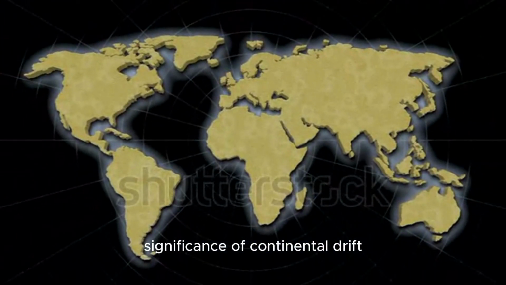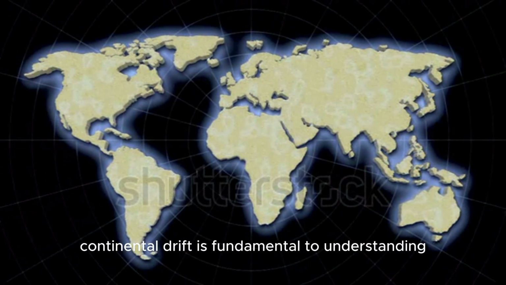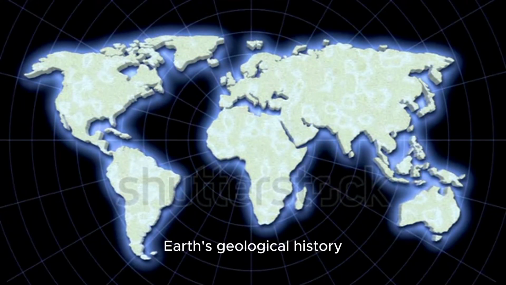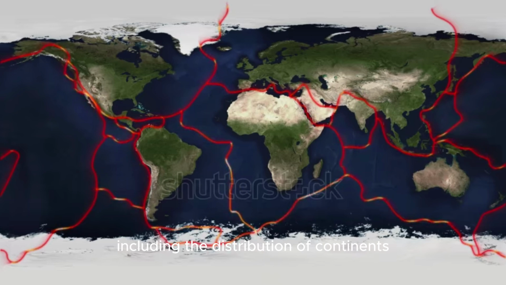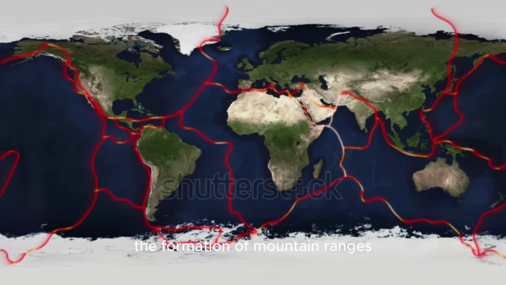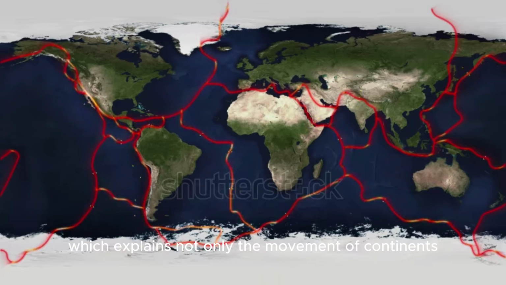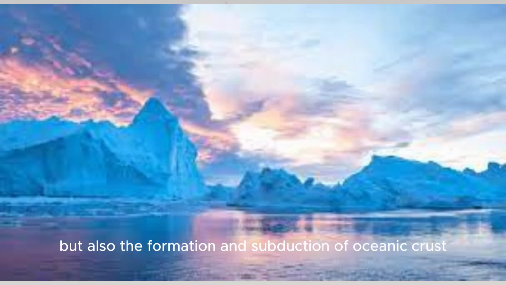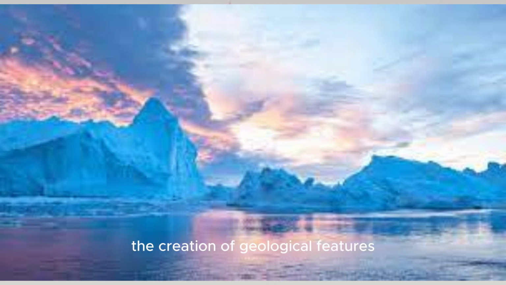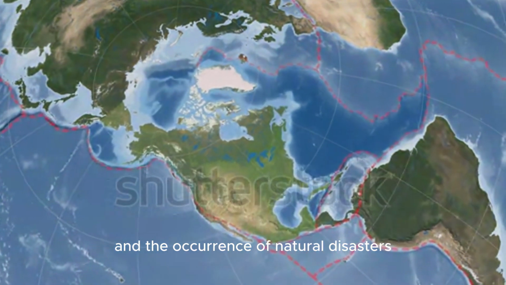Significance of continental drift. Continental drift is fundamental to understanding Earth's geological history, including the distribution of continents, the formation of mountain ranges, ocean basins, earthquakes, and volcanoes. It is a central concept in the broader theory of plate tectonics, which explains not only the movement of continents but also the formation and subduction of oceanic crust, the creation of geological features, and the occurrence of natural disasters.